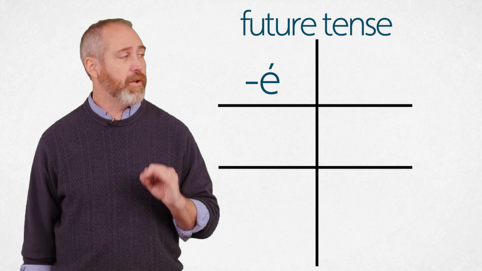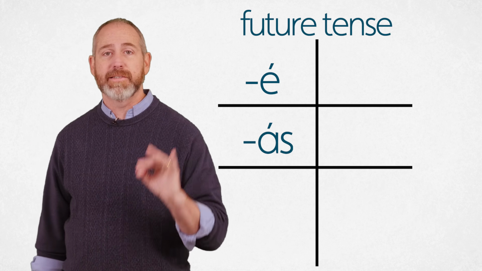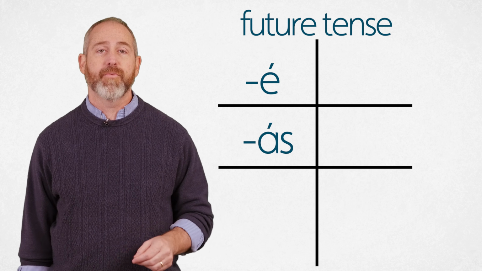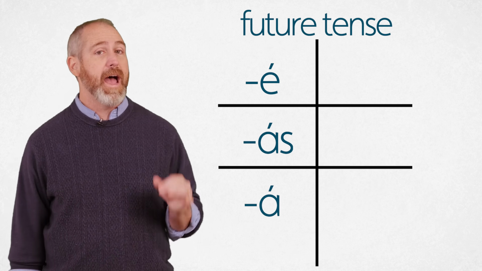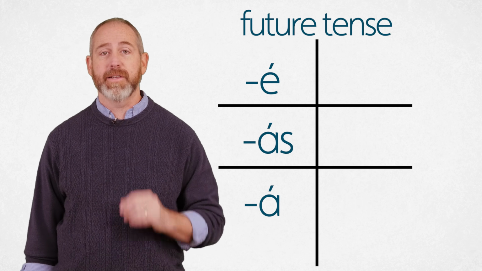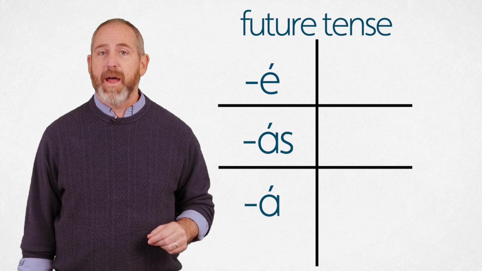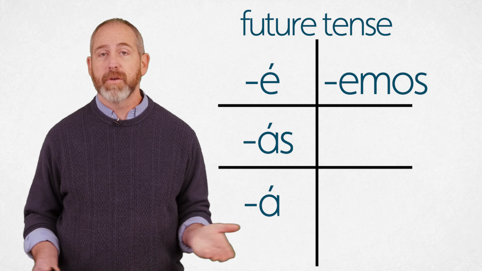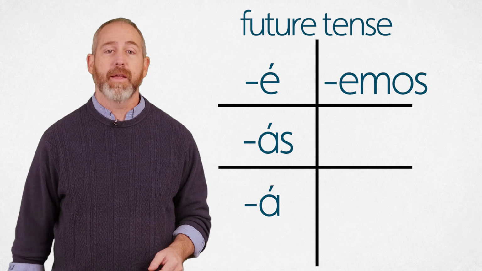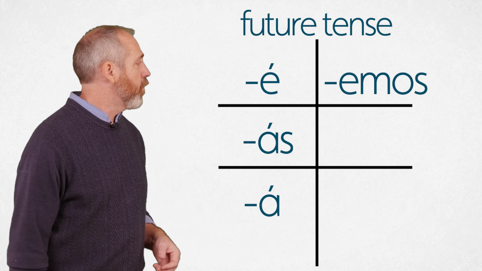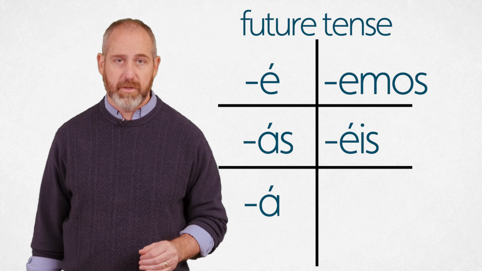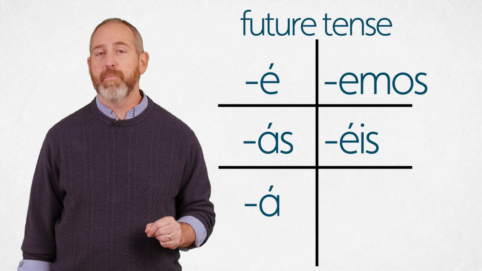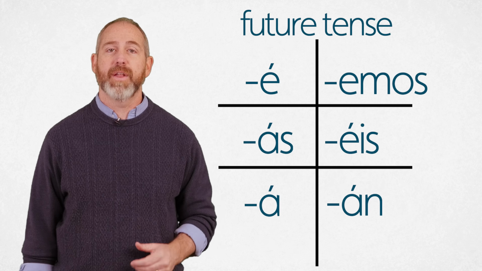Okay, and then in the middle, we're going to use -ás, which is A with an accent and an S. Then at the bottom left, we're going to use -á, the A with an accent. Up at the top right, again, this is the one that doesn't have an ending on it. We're going to use -emos, the present tense ER ending. And then for the vosotros form, we're going to put -éis, E-I-S with an accent on the E. And then for the bottom right, we're going to put -án, A-N with an accent.